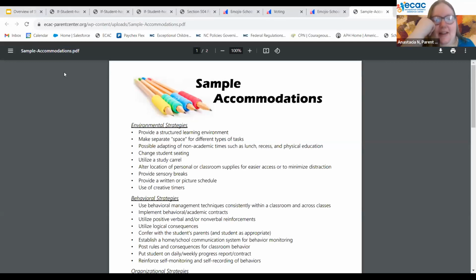So this is a different accommodation list, though some are the same. Looking at environmental strategies, sensory breaks, picture schedules, creative timers. I had a family who added a tablet so their kiddo could have access to a scheduling calendar that kind of synced with his school programs. Their behavioral, will you scroll down, Brittany? Yep.